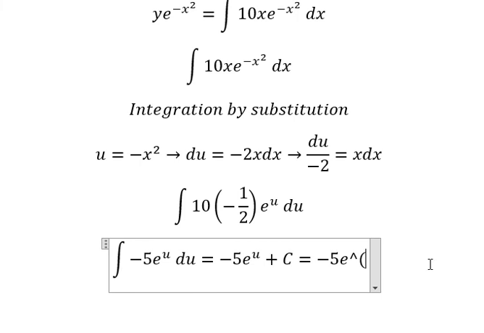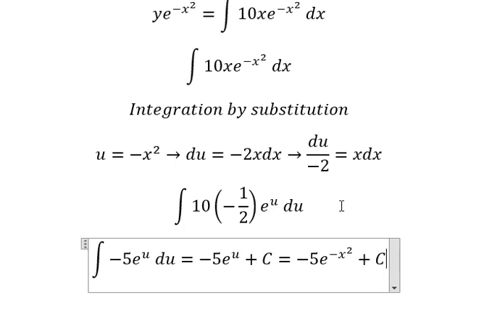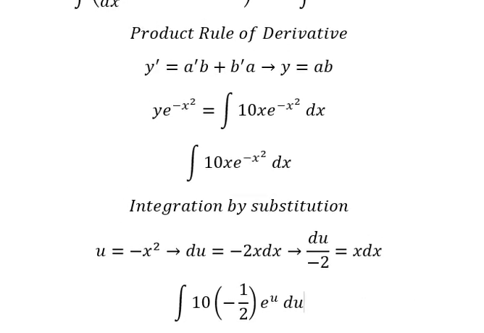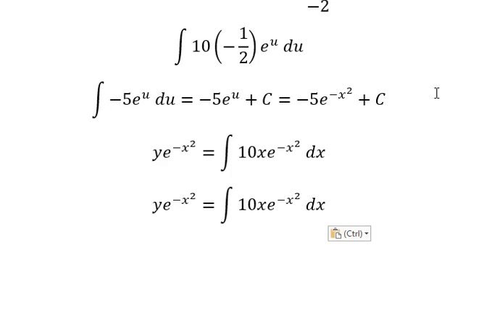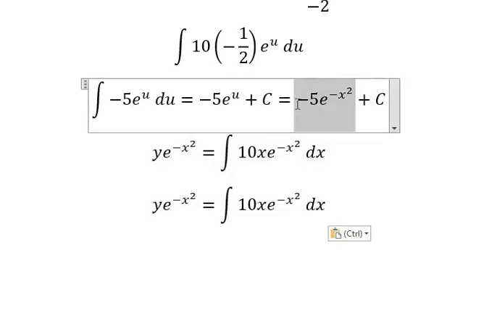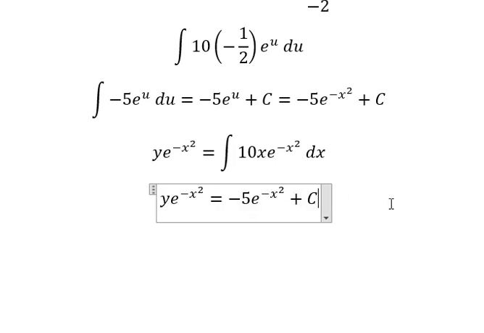About u, that is negative x squared, and I will put c. Now we go back in here. So the integration of this one is this one, and I will put c.